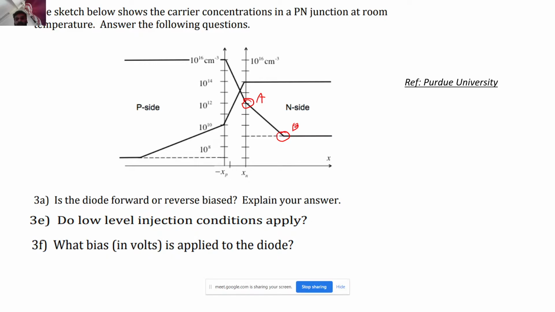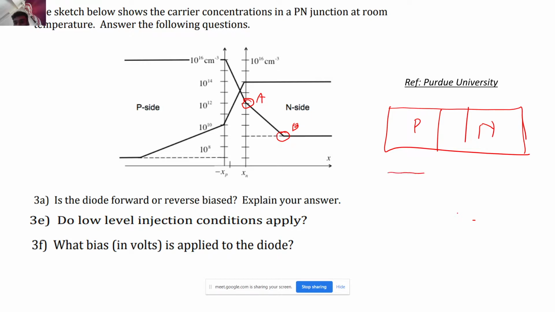So now I will draw one profile. Let's say a PN junction was here. I didn't apply any bias to it, correct? So some depletion region existed in this region. Now the hole concentration went something like this, correct? And the electron concentration went something like this, correct? Okay, this is not correct. So this was my depletion region.